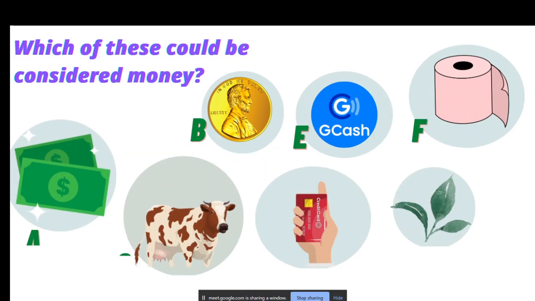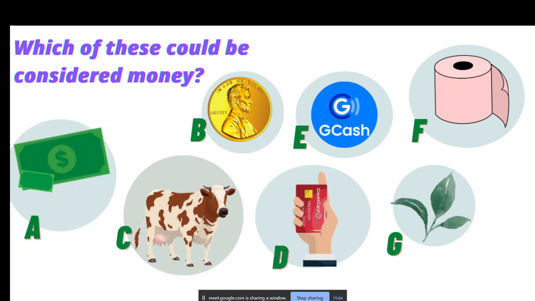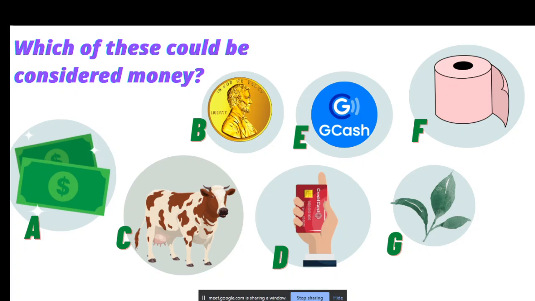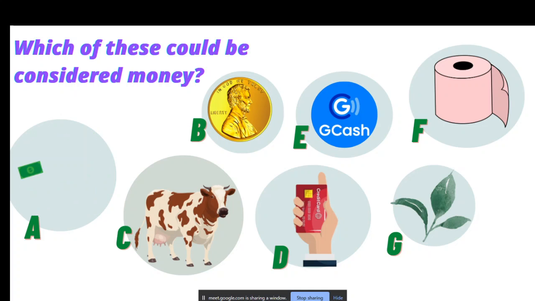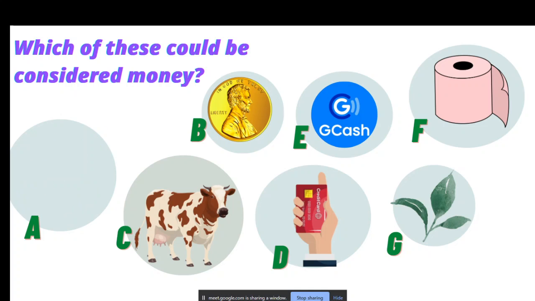Okay, so for now, let's proceed to the lesson. So we have 1, 2, 3, 4, 5, 6 items here with letters. Which of the following do you think could be considered money in this 6 item or 7 items? Saan dito yung i-consider o pwedeng ma-consider na money? So you can chat or you can also unmute your mic. Or I'll just call on some people here.